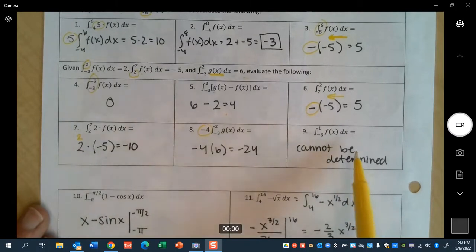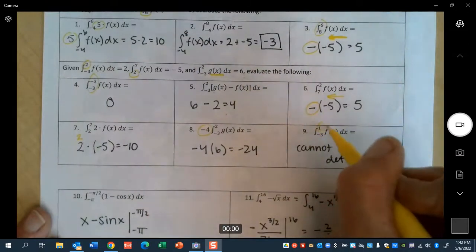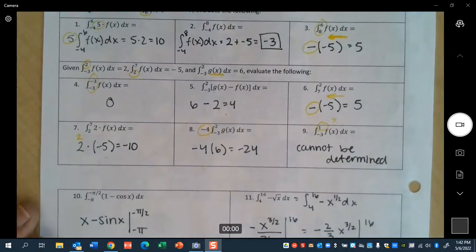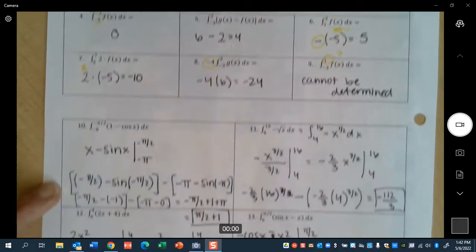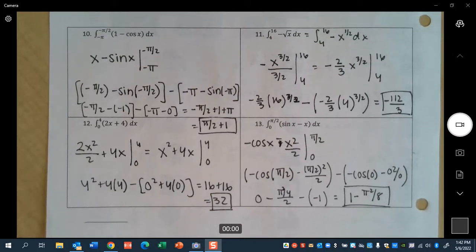How come this one cannot be determined? Because I know it from -3 to 2, I don't know anything about 1. So that cannot be determined, I don't have those values. And then here are these answers again. Anybody have any questions?